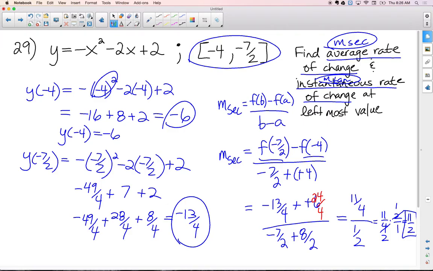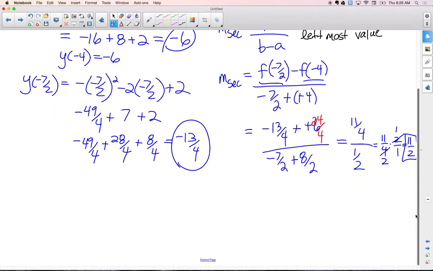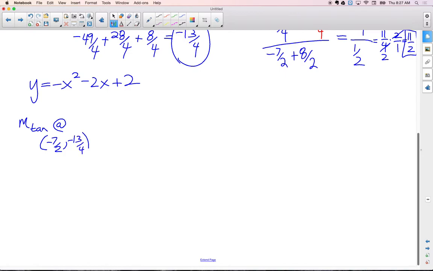Now instantaneous rate of change at the leftmost value. So that's the point negative 7/2, negative 13/4. The function is negative x squared minus 2x plus 2. So I want to find the slope of the tangent. To do that, I want to find it at the point negative 7/2, negative 13/4. So I'm going to do that.